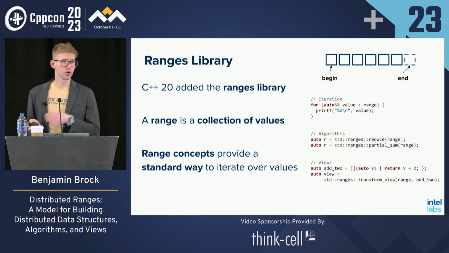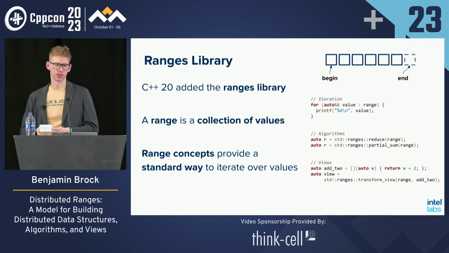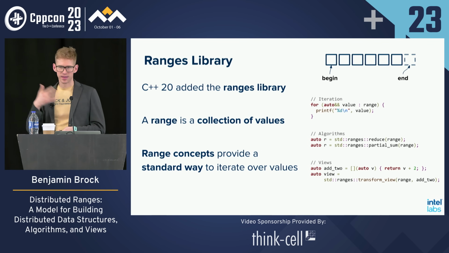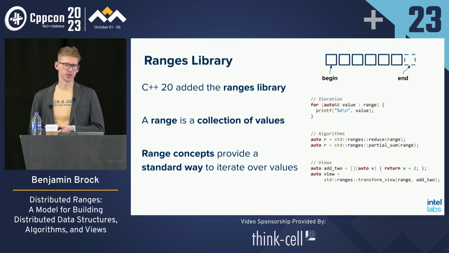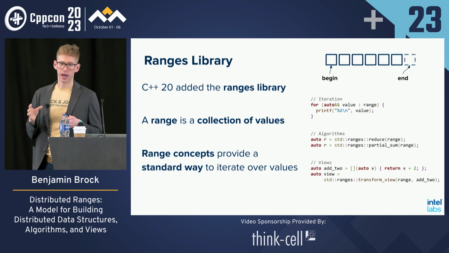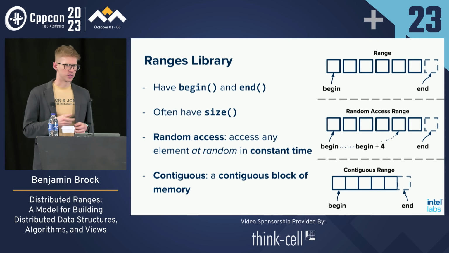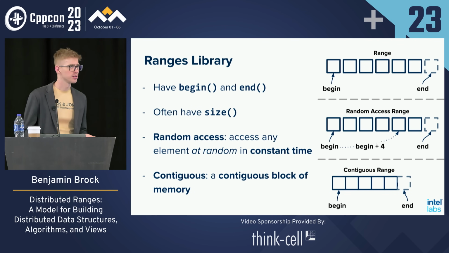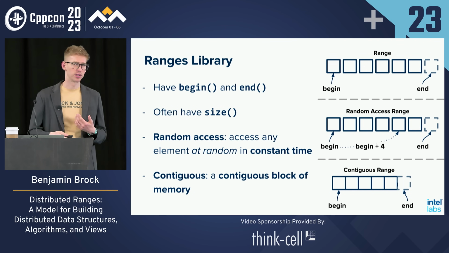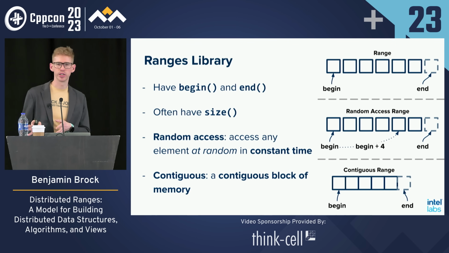OK, so C++20 added the ranges library. And a range is a collection of values. And they essentially bind together these three different things that you can do. You can iterate, you can use an algorithm, and then you can have views over your ranges. There's a hierarchy of different kinds of ranges, which correspond to the different styles of iteration that you have, and also a few other categories like sized ranges.